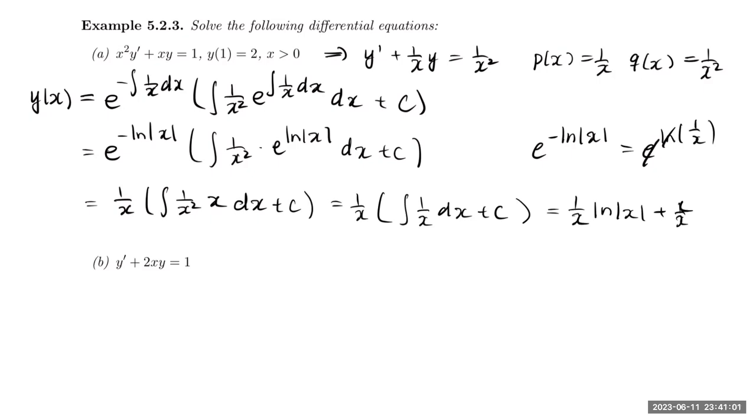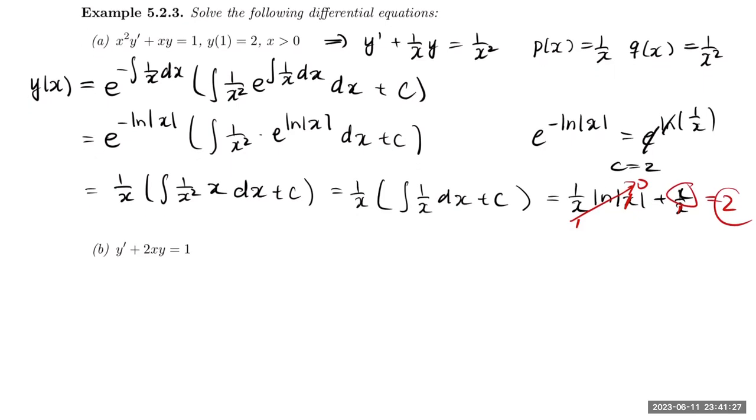So solving for the initial value problem, when y of 1 is equal to 2, we solve for c. So when x is equal to 1, the ln of 1 is actually going to end up being 0, and then we still have a 1 here. This is equal to 2, so that means our value c is going to equal 2. So we have the solution: y is equal to 1 over x ln of x plus 2 over x. And that is the solution.